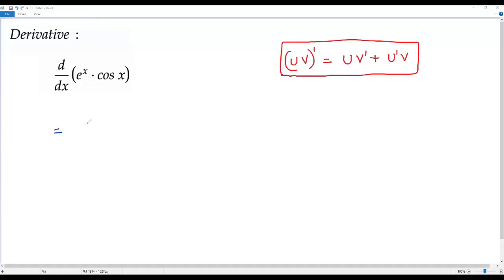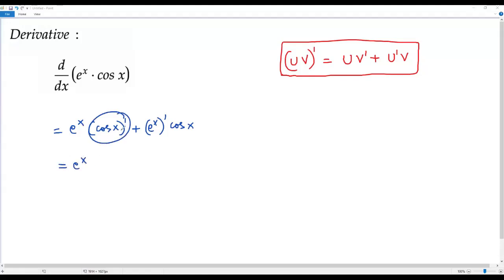So first I have to keep the first term as it is. Now I have to get the derivative of the second term, that is cosine x. It can be written as cosine x prime, positive. Now I have to get the derivative of the first term. It can be written as e to the x power prime. I have to keep the second term cosine x as it is. Okay, e to the x power.